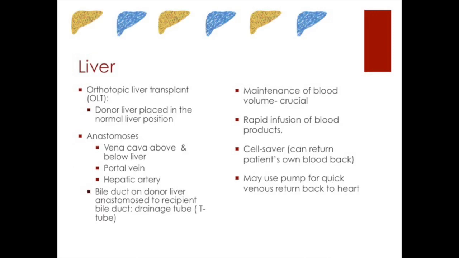Liver transplants are performed orthotopically, which means they take out the native liver and put the donor liver in its place. There are major vascular anastomoses for the liver listed there, and also the bile duct, which they anastomose together. They use a T-tube to keep that passageway open. During surgery, maintaining blood volume is crucial. They use a rapid infusion of blood products. They use a cell saver so they can give the patient's own blood back. They might even use a pump to get that blood back into the patient's circulation, back to the heart.